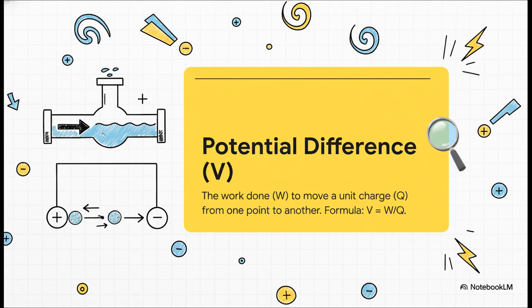It's exactly the same with electricity. Charges need a sort of electric push to get them moving. We call this push the potential difference, or more commonly, voltage. It's the work done to move the charge. Without voltage, there's no push, and so no current. It's as simple as that.